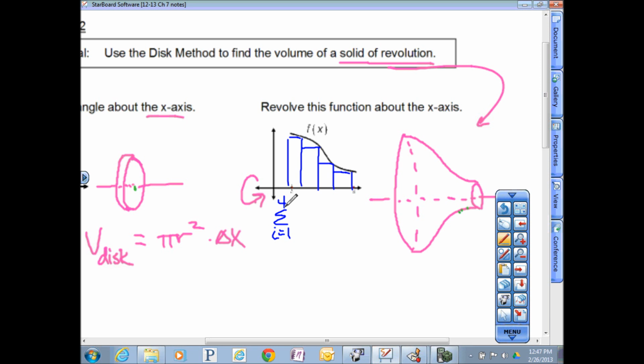Well, how did I find the volume of that one? I used this formula right over here. I did pi times my radius, r sub i, my first radius, my second radius, my third radius squared, times that change in x. So that was what I did to put together each of those.